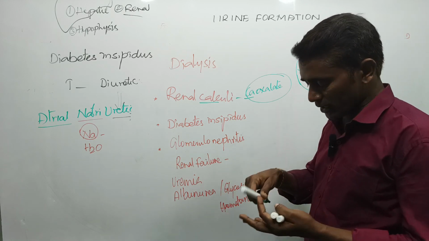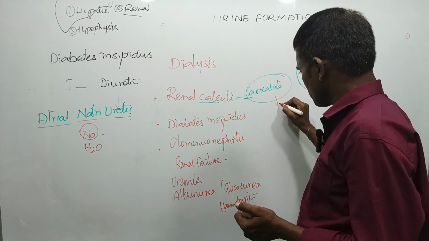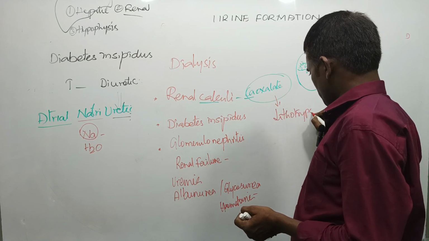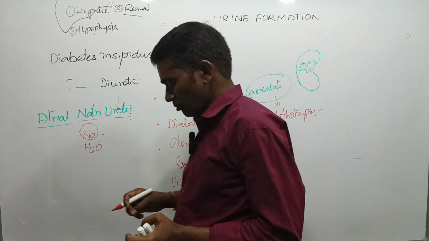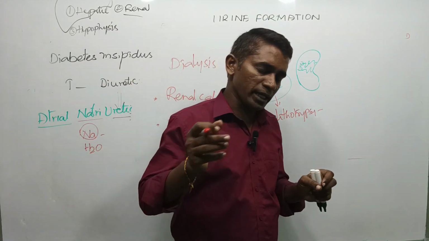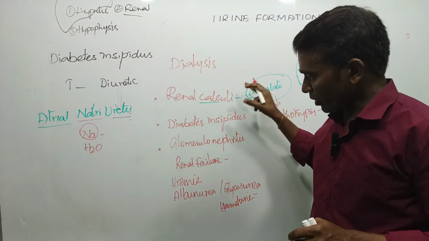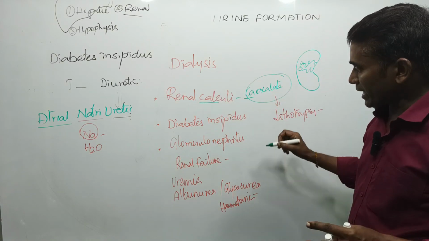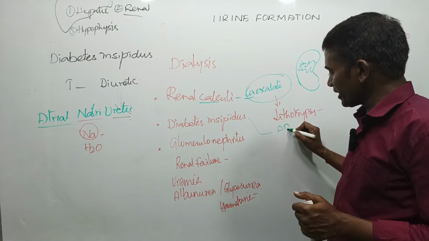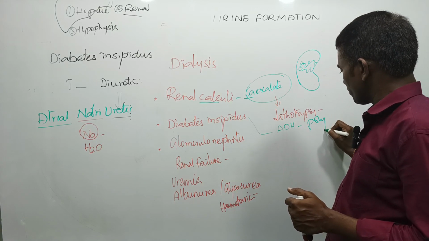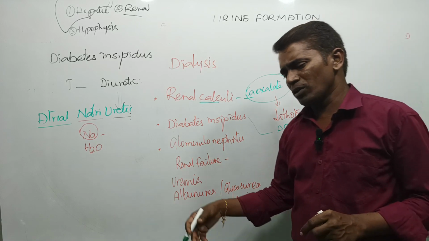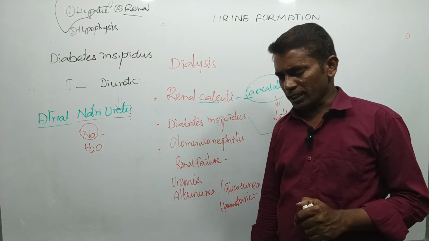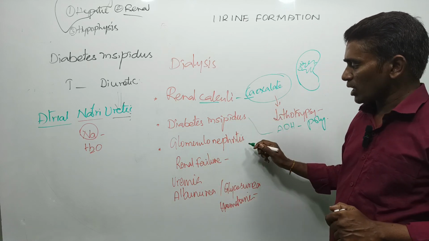So, this renal calculi requires surgical removal, even lithotripsy, just by blasting, fragmenting the stone itself, so that the fragmented pieces come out via diuresis, urination itself. Renal calculi. Diabetes insipidus: deficiency of antidiuretic hormone, polydipsia, frequent urination followed by frequent thirst, polyphagia, sleep disturbances, etc.